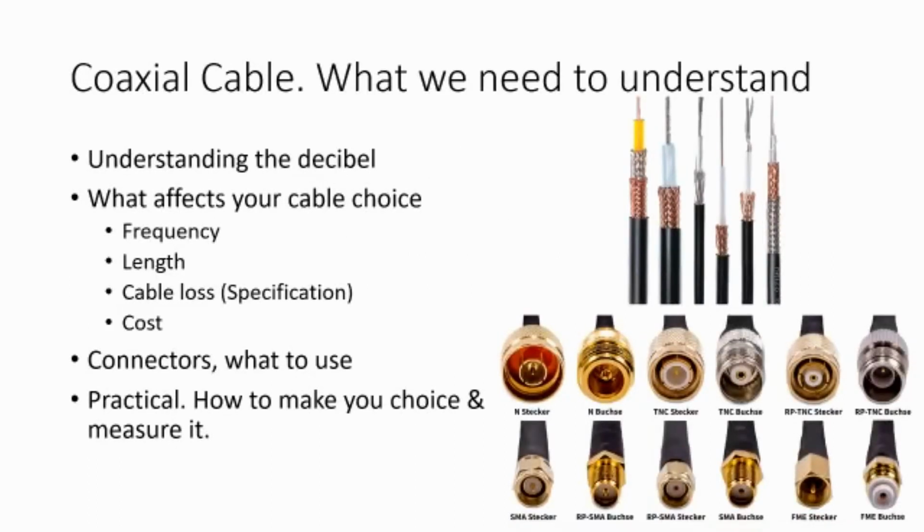So coax cable, what we need to understand. Well, before we actually look at coax cable, we need to understand about something called the decibel, because our cable has loss. It's not a perfect conductor, and that loss is measured in decibels. So a wee bit of understanding about what the decibel is and where it came from. We'll look at that first. Then we'll look at what affects your cable choice: frequency, length, the loss of the cable, and the cost. We'll take a quick look at connectors and have some samples of different connectors to use.